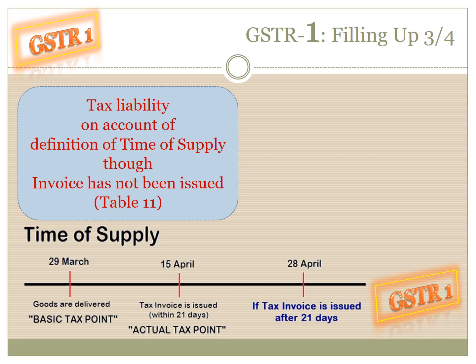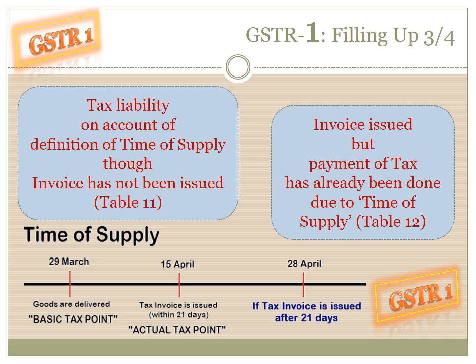To know more, please go through my video on time of supply. Details of such supplies are indicated in Table 11. A transaction ID would be generated by the system for each such transaction. When the invoice is raised in a subsequent tax period, the details are mentioned in Table 12 using the transaction ID so generated. Tax liability in respect of invoices issued now will be net of tax already paid earlier.